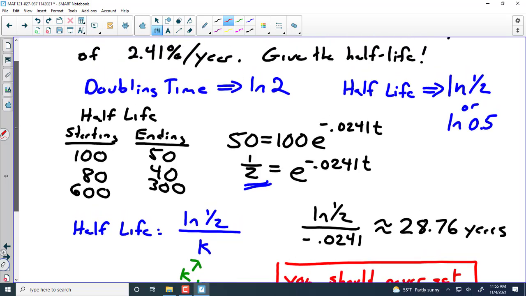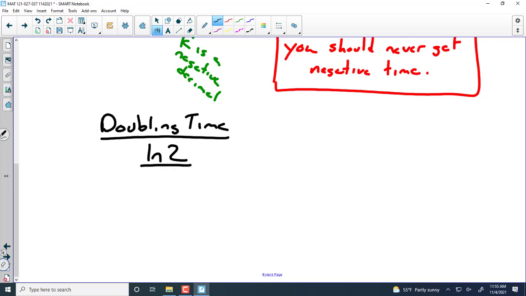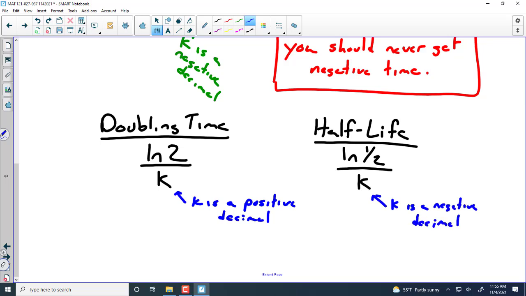That is how we do a half-life. So, doubling time, ln of 2 over k. Half-life, ln of 1/2 over k. K is a positive decimal. K is a negative decimal.